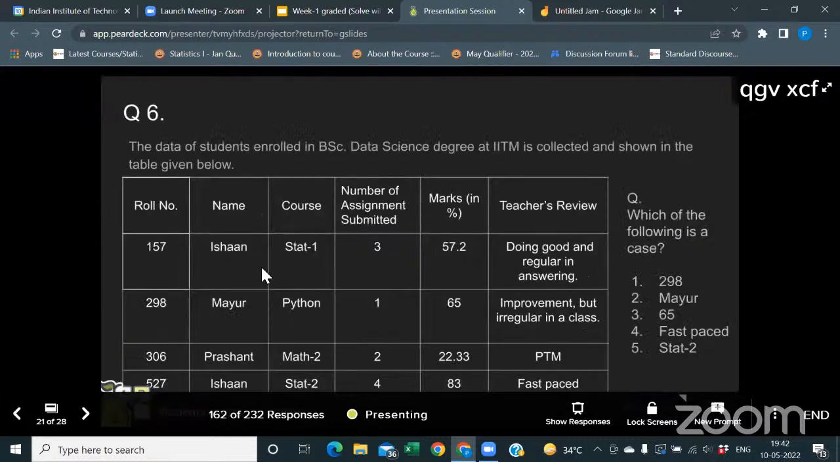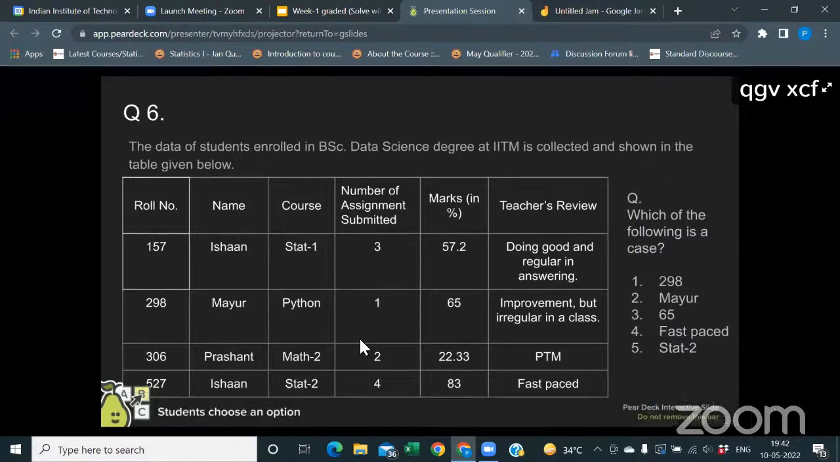See, a case is something for which your data is collected. Suppose this is the table and all things are different. But try to understand for which unit you are collecting the data. Suppose the data table is this and all the things are different, just tell me for which you are collecting the data. For a number of assignments you are collecting the data, for marks, or what, for what?